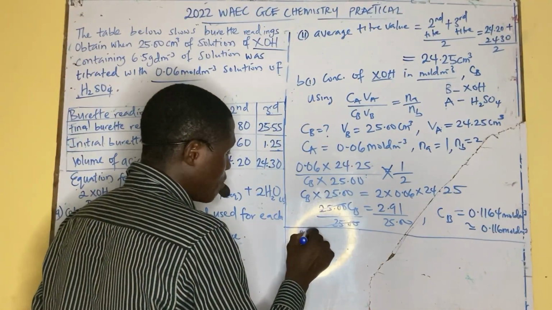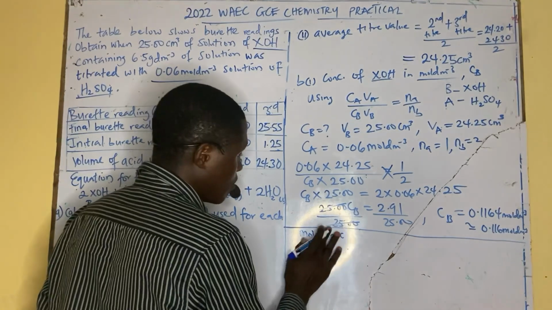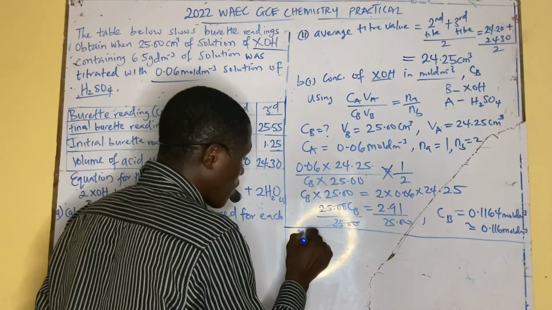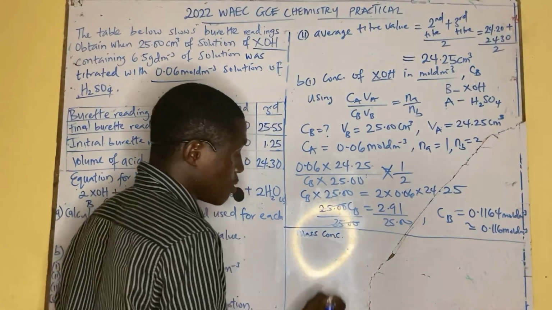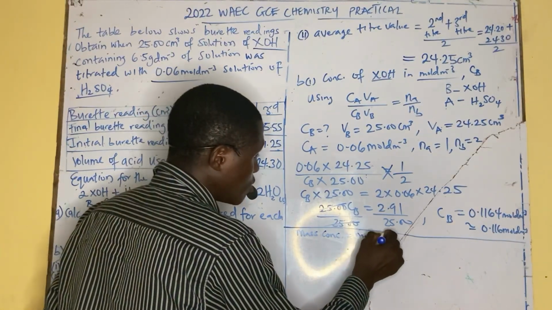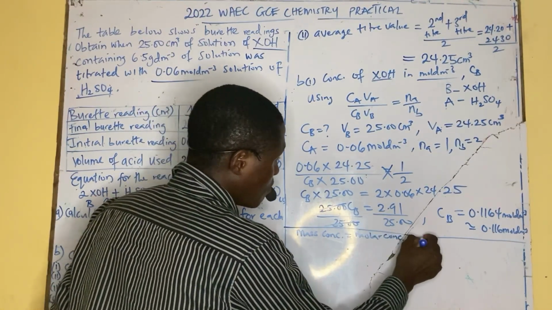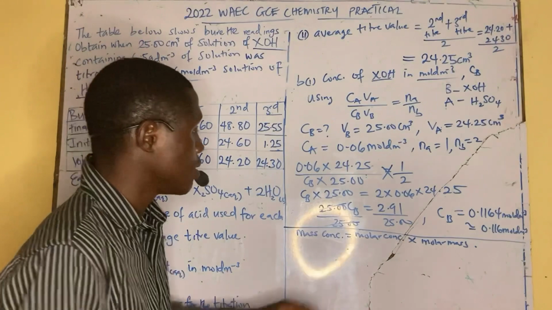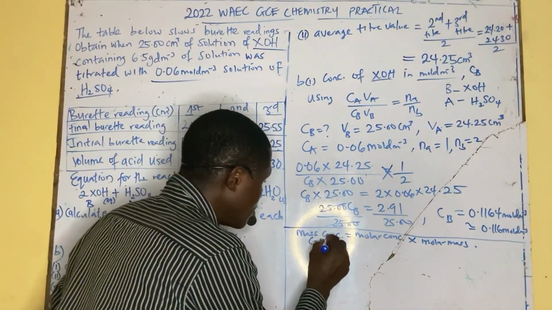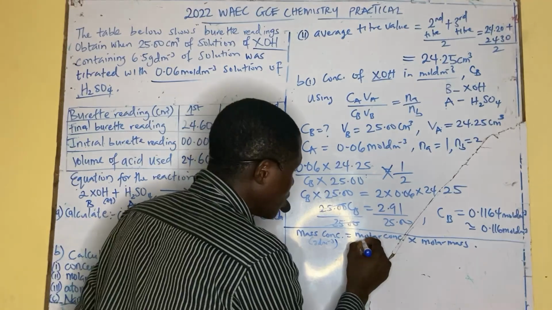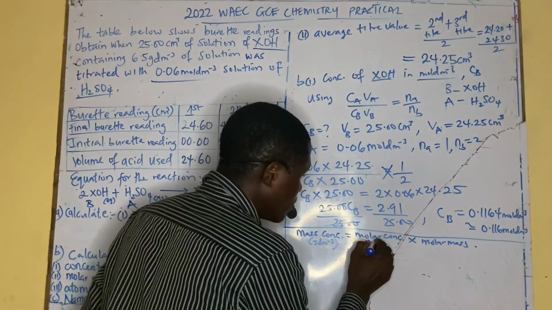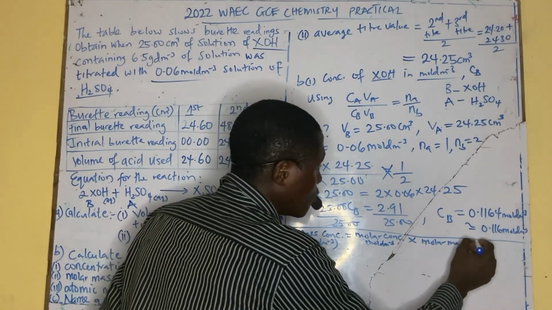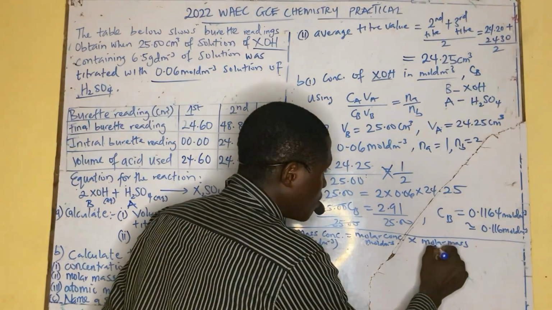To calculate the molar mass of XOH, we have to record that mass concentration is equal to molar concentration multiplied by molar mass. Record that mass concentration, which is in gram per dm cube, is equal to molar concentration in mole per dm cube multiplied by molar mass, which is in gram per mole.